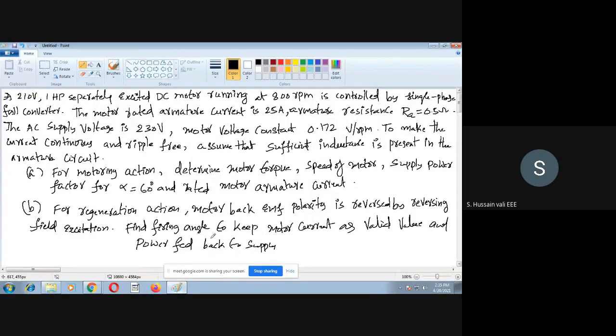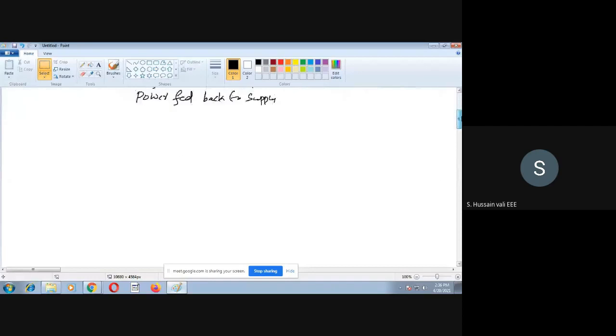Okay, this is the question. It's a lengthy question, so we will start solving this problem by seeing what he is asking. He has two parts to the question, so one by one we will see. First part is that, for motoring action, determine motor torque, speed of motor, supply power factor. See the solution.